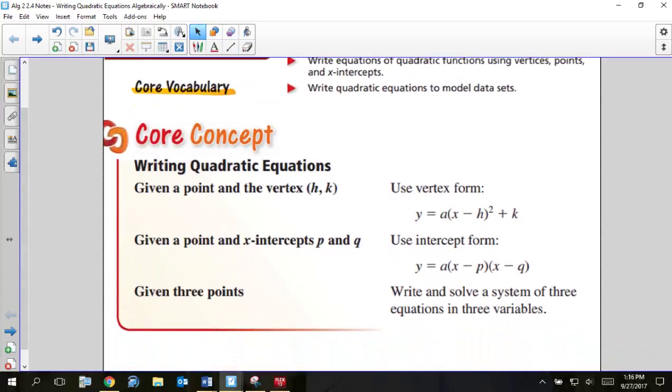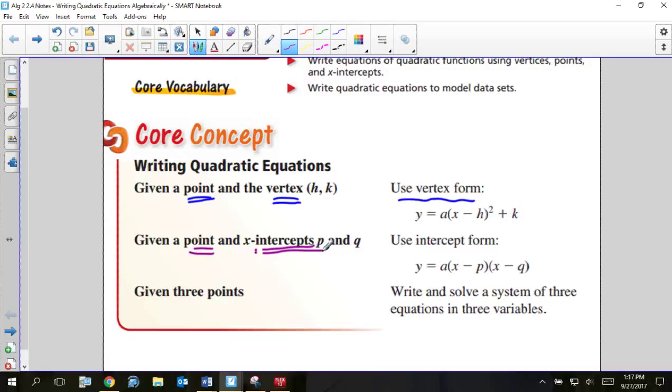The first is you may be given a point and the vertex. If you are given a point and the vertex, you're going to want to use vertex form. The next situation is you might be given a point and x-intercepts. If you're given a point and x-intercepts, you're going to want to use intercept form.